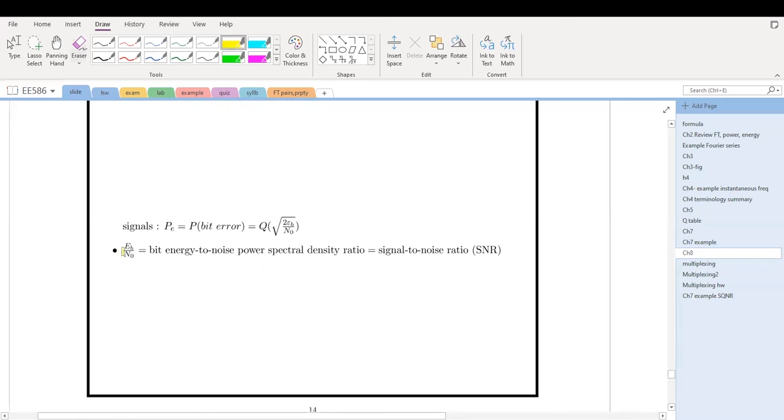And we have another terminology: EB divided by N naught is called the bit energy to noise ratio. And this is a signal to noise ratio people normally use as well. The signal to noise ratio really depends on the situation. This is EB over N naught, and this is EB, should be curly. This is curly, this is the same thing.